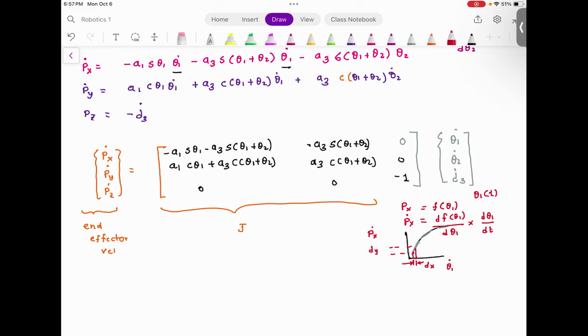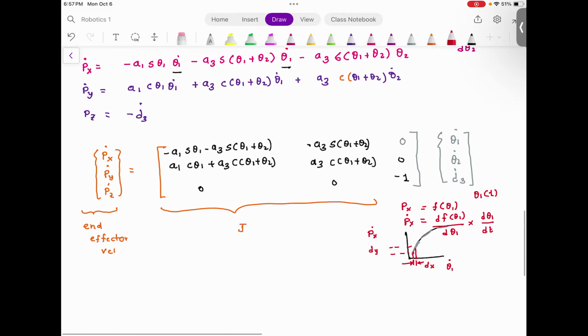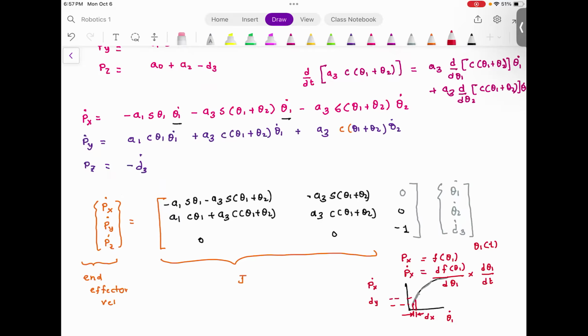You agree with me? Now imagine the case of these particular displacements. So you have Px, which is dependent on theta 1 and theta 2. Py is also dependent on theta 1 and theta 2. So you cannot use a full derivative. What you will use is a partial derivative.